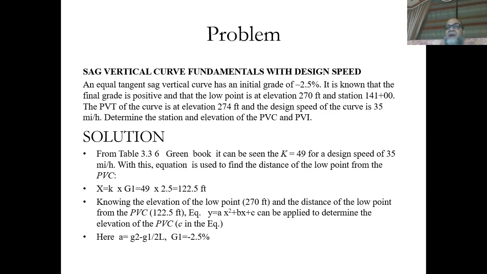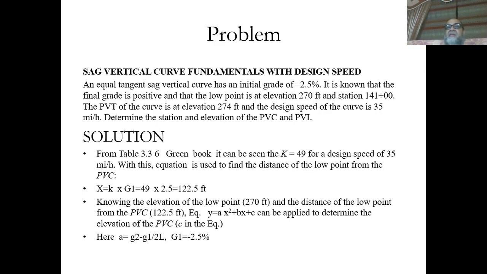First, we'll find out K, and from the green book we know that for a sag vertical curve having a 35 miles per hour speed, K is equal to 49. From the curve fundamentals, we also know that the distance to the low point of the curve is simply K times G1. K we already got from the table, G1 we know, and this becomes 122.5.